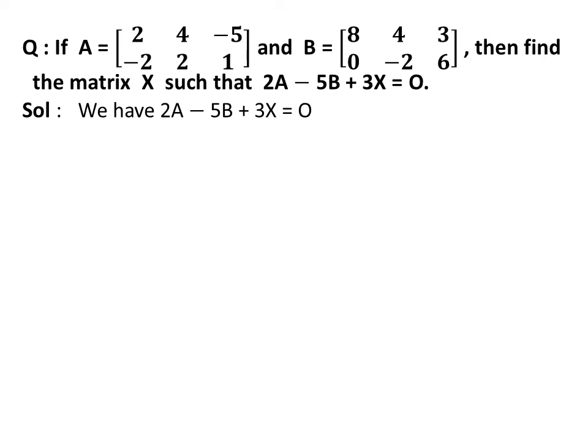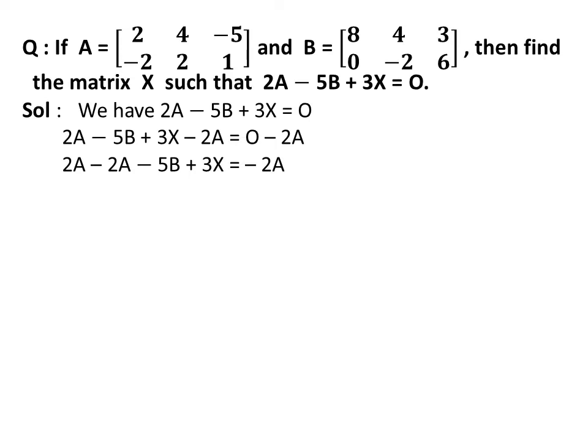So here, order of the matrix X must be 2 by 3. Now we simplify this matrix equation to find matrix X. First, we add minus 2A matrix on both sides. Now this equation can be written as 2A minus 5B plus 3X equals to minus 2A.